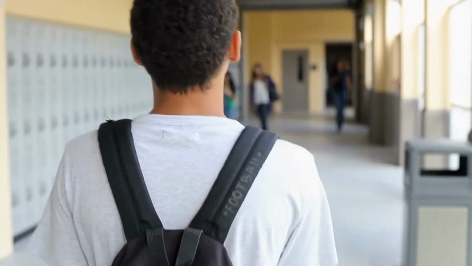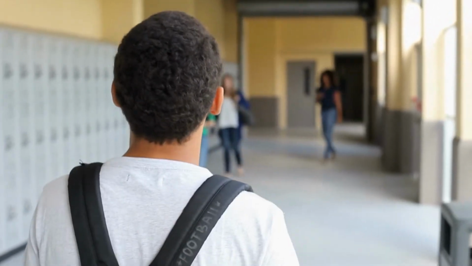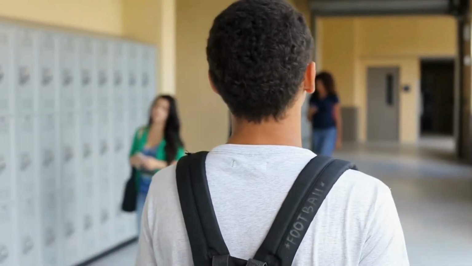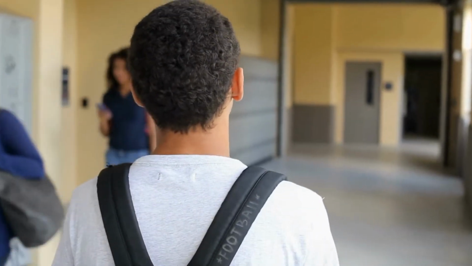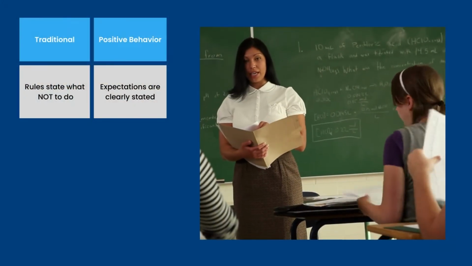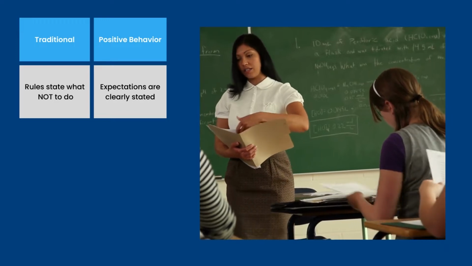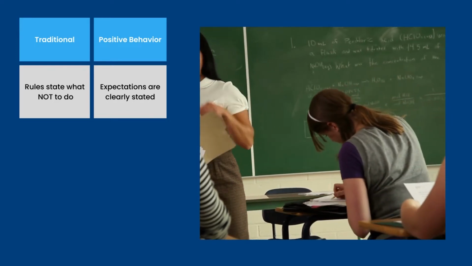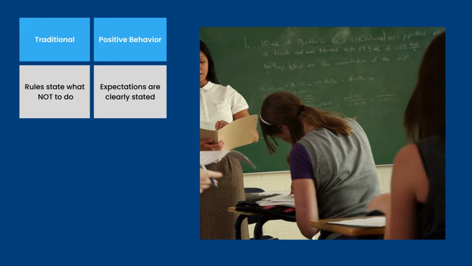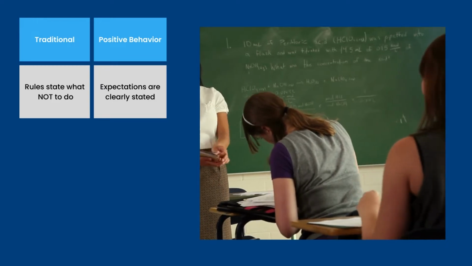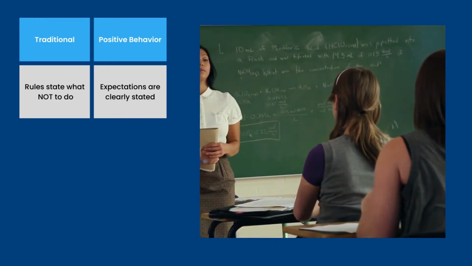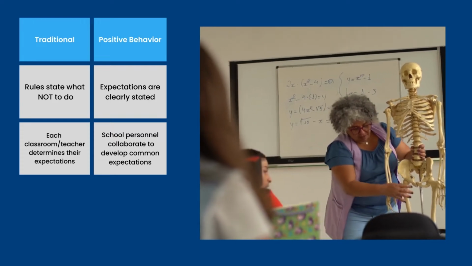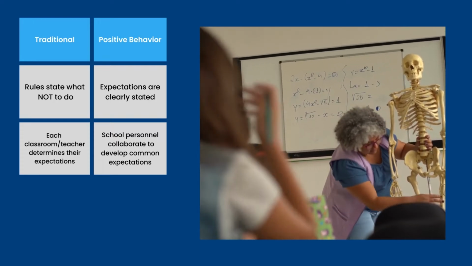We want to shift from traditional punitive approaches to a positive support approach that ensures more students respond. This graphic illustrates some key shifts in approaches. For example, some guides may tell students what not to do. With the positive behavior approach, expectations are clearly stated. Also a shift is that each teacher or classroom determines their own expectations.